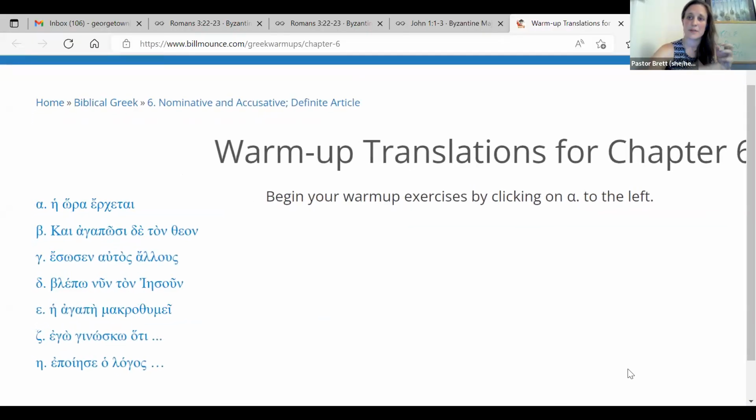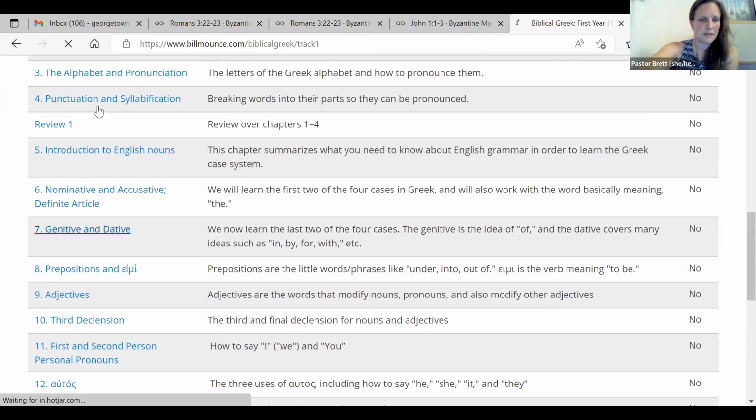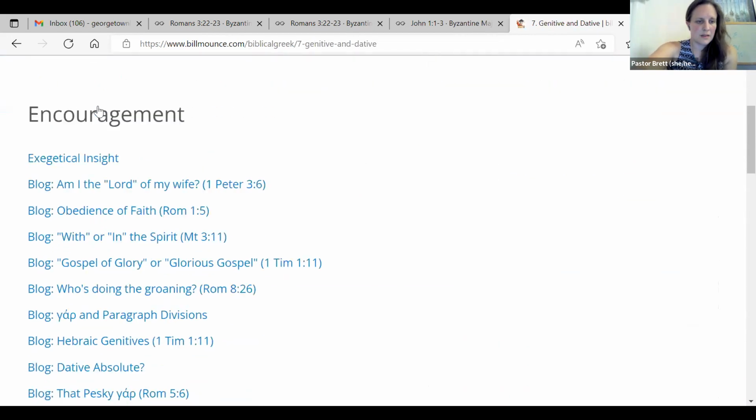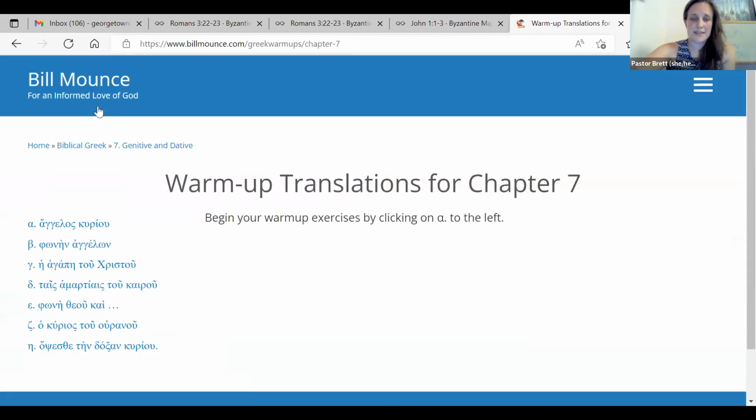So let me make sure I'm sharing the correct screen. That's the wrong one, let me see. This is from Bill Mounce's site. He has the textbook, one of the textbooks I've taught and learned with. And so these are warm-up exercises. You click one, and then it'll take you, I want to show you the other one that's linked first. It's a little easier. Go down, you don't have to go through this. These are directly linked on the slide.